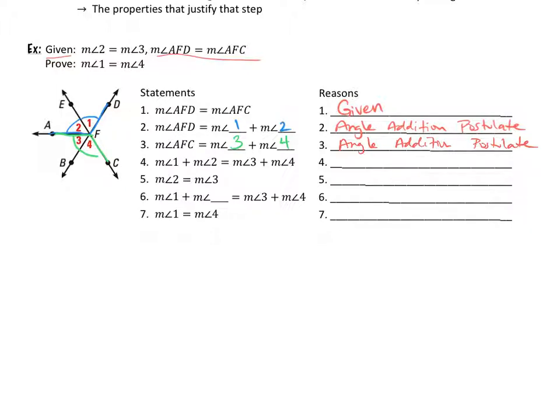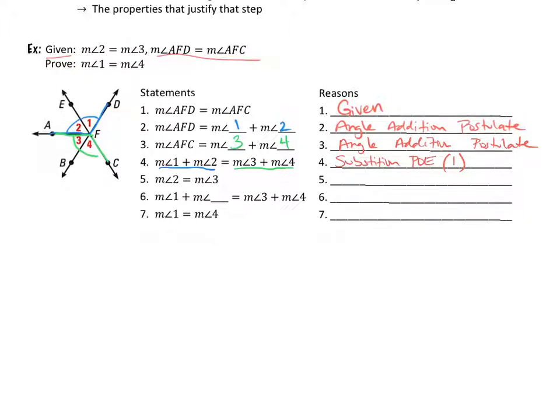And then in step 4, we have now replaced from step 1, we have substituted in the measure of angle AFD in the first part, and then after the equal sign, we have substituted in for the measure of AFC. So that is the substitution property of equality, and that was from step 1 that we substituted into.